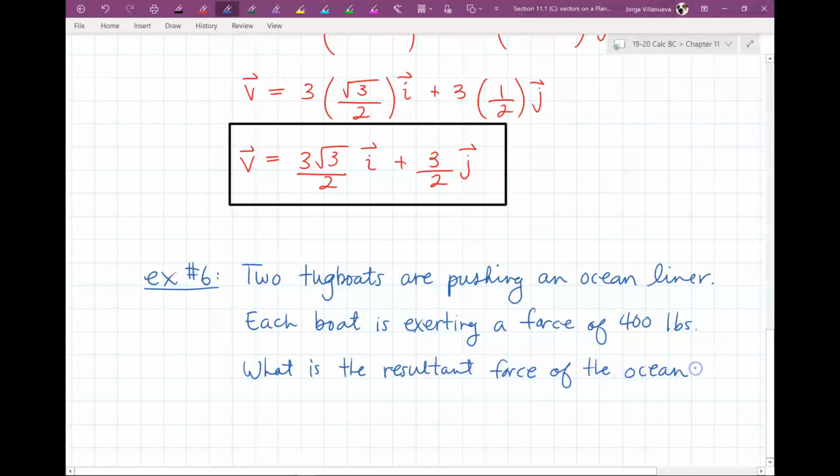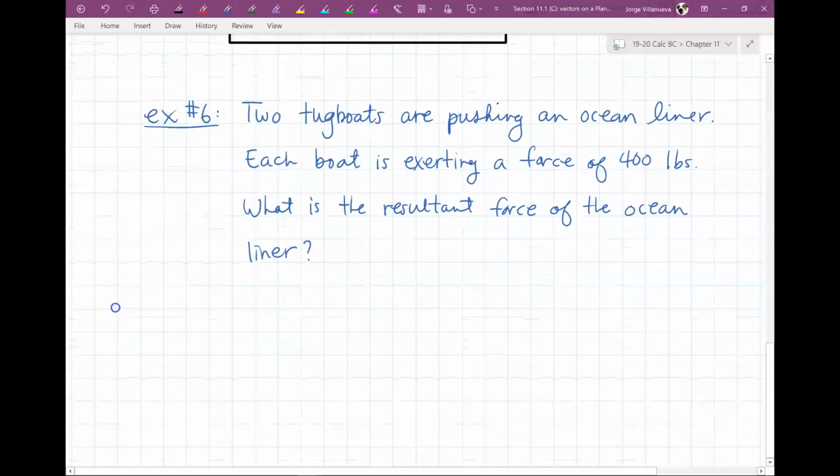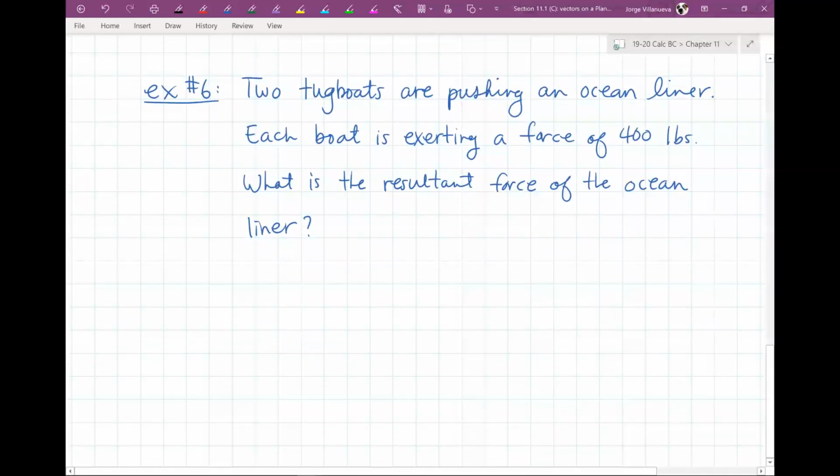Now, the way this question is labeled right now, there's no way you can do this problem, because we're missing angles. We're missing what's going on with these tugboats. Are they pushing straight? So we are going to need a picture. Okay, so I'll do that really quick.